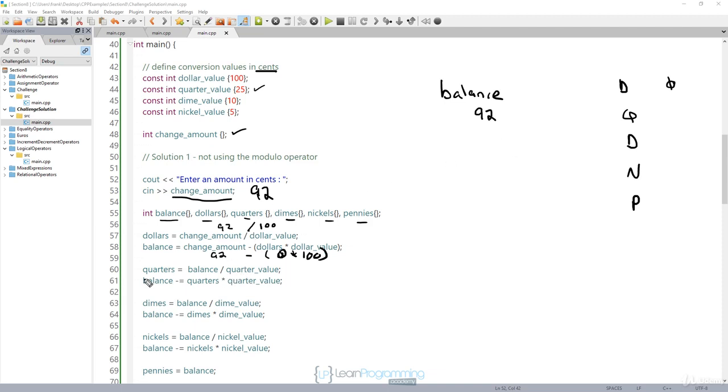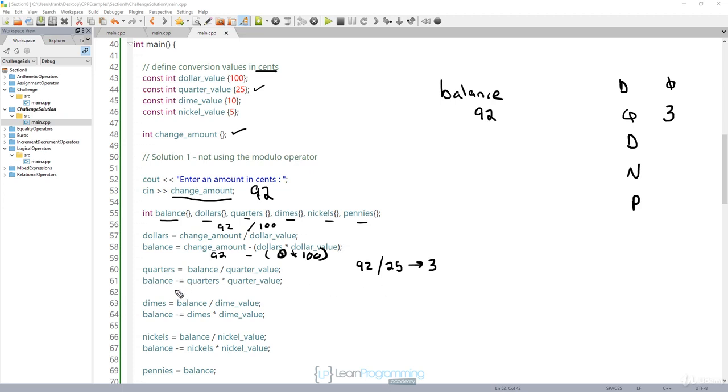Now we need to determine how many quarters we need. So I'm going to take that balance, which is 92, and I'm going to divide it by the quarters value, which is 25 cents. And that will give me a 3, right? 75 cents. So I need 3 quarters. Now what I want to do is subtract that 75 cents from the 92.